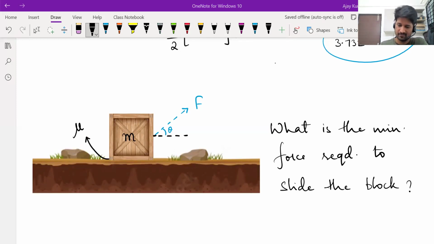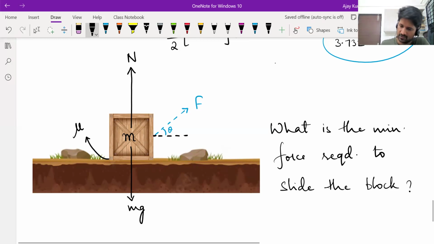Normal and gravitational force. Its weight mg would be acting, and it's in contact with the ground, so normal force would be acting. Normal force, I'll just call it N. And obviously there will be friction acting. The force which is trying to make the block slide has to overcome friction.